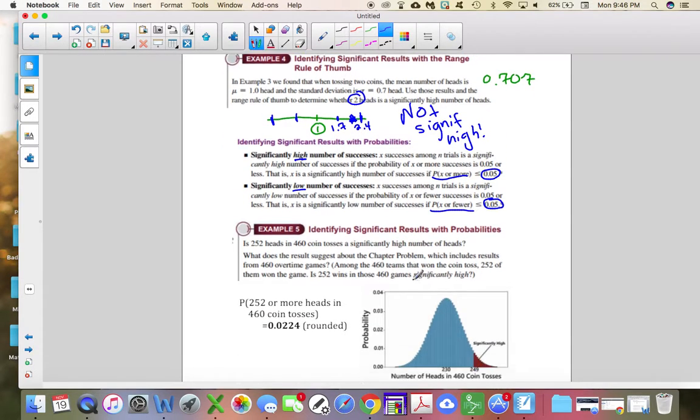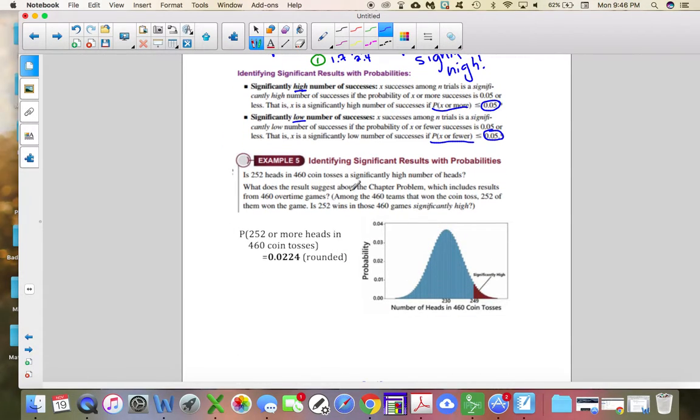Down here they're just going to have us analyze that data. It says identifying a significant result with probabilities: is 252 heads in 460 coin tosses a significantly high number of heads? So 460 coins is what we're tossing. If we divide that by 2, it's 230.